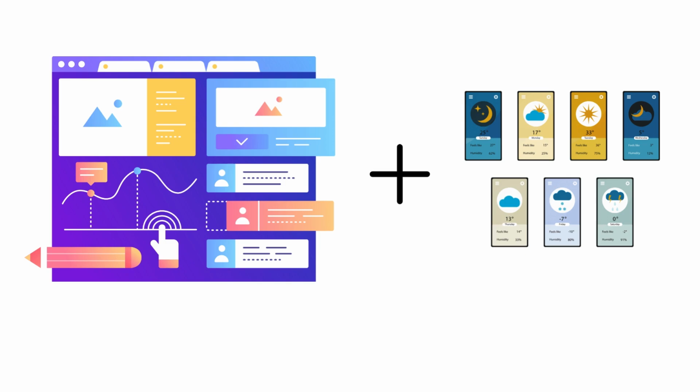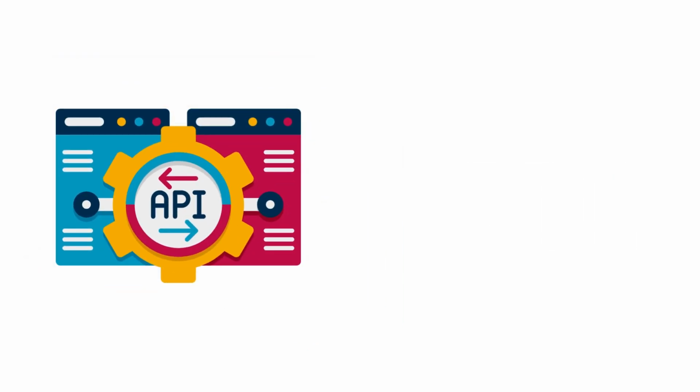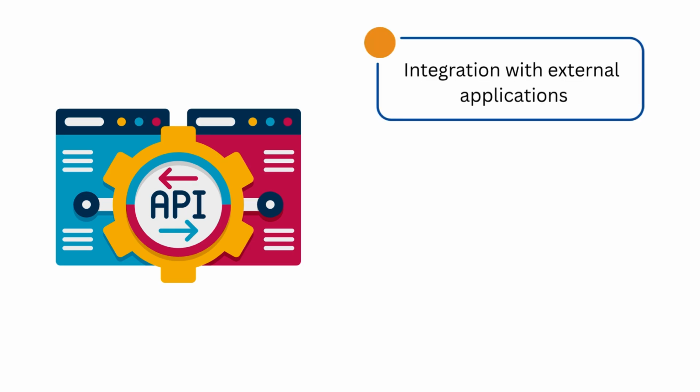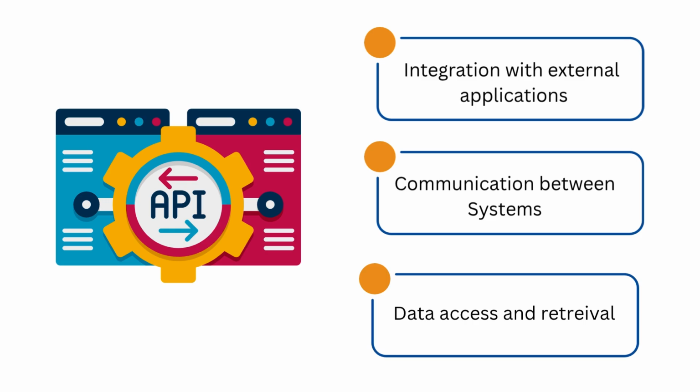Let's say you have a website and you want to add a weather widget onto your website. You can do this by adding an application programming interface. So, what is an API? API basically stands for application programming interface, and its key functions are integration with external applications, communication between systems, and data access and retrieval.